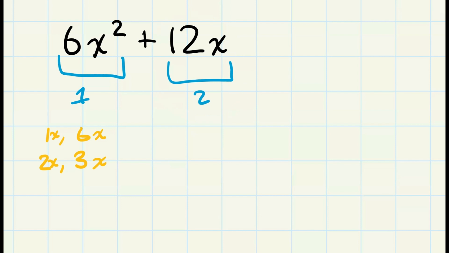What are the factors? Let's start with just the 12. Factors of 12, we have 1 and 12. We have 2 and we have 6, because 2 times 6 is 12, right? And then we have 3 and 4, because 3 times 4 is 12. Now we look at this one, and there is only one x.